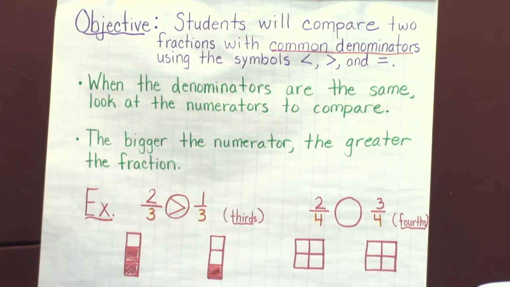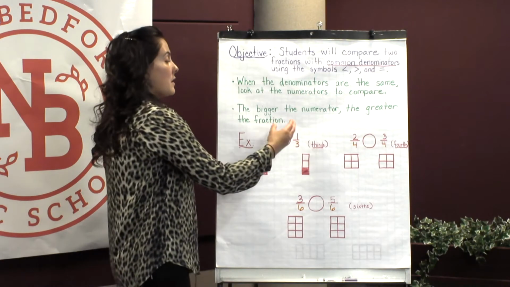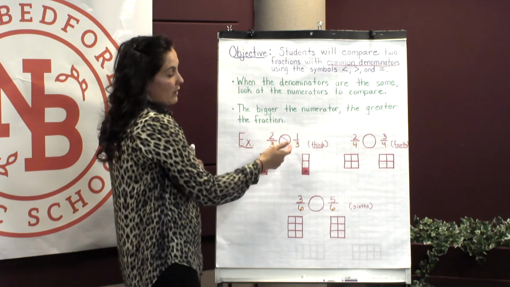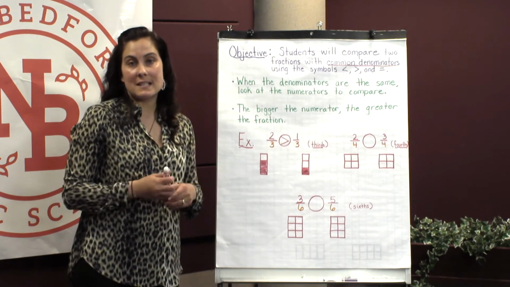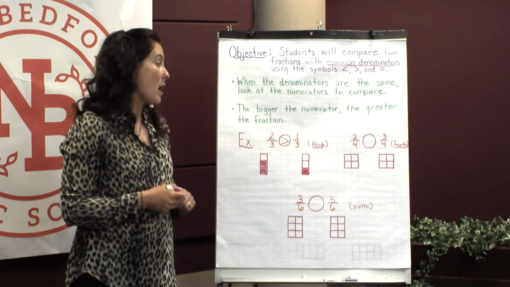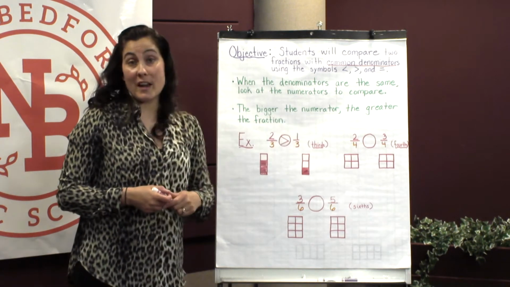Some of your teachers have used little clues like the smaller fraction eats the bigger one. It's like an alligator. It kind of looks like Pac-Man. You can decide if you want to use that, but just remember that the arrow points to the smaller fraction. Let's look at our next one.